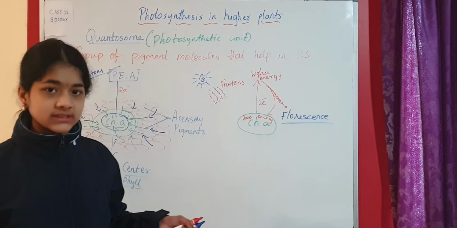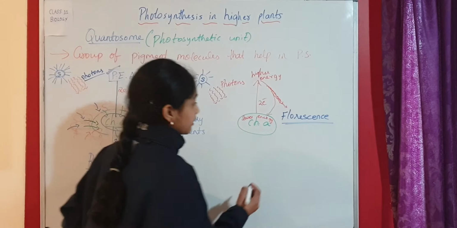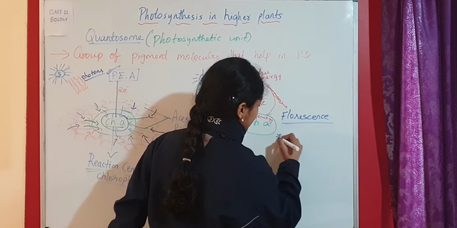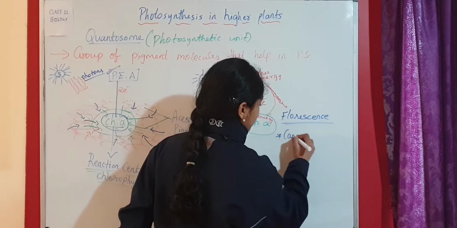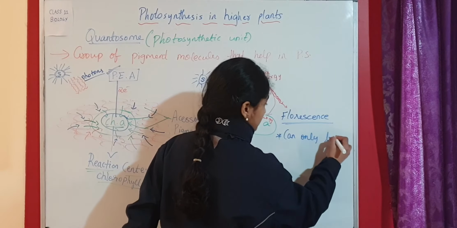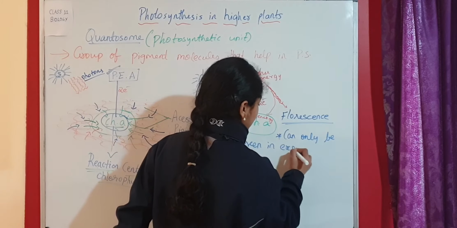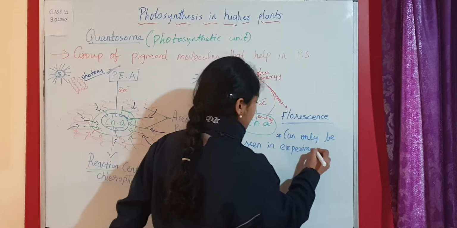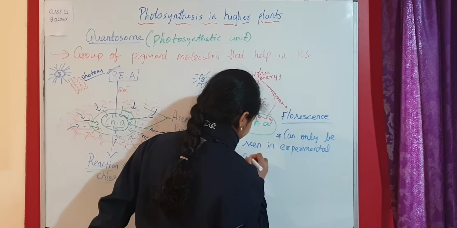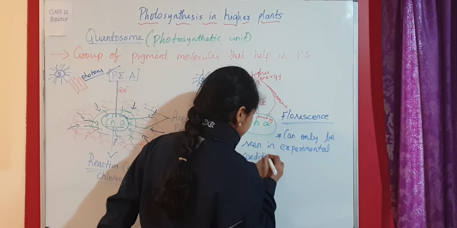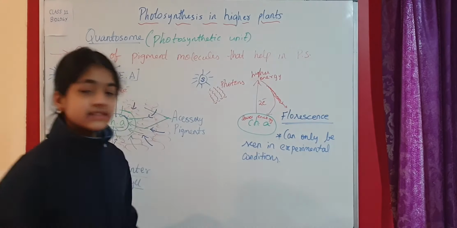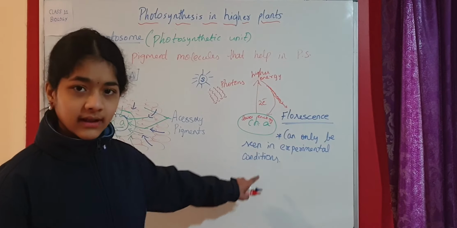Fluorescence is a process, and the very important thing about fluorescence is that it can only be seen in experimental plants or conditions. So fluorescence can only be seen in experimental conditions.